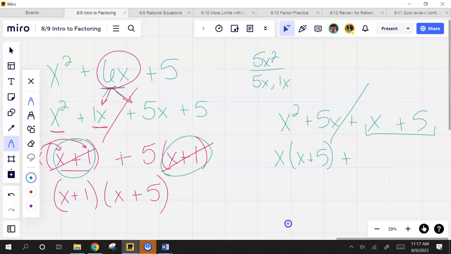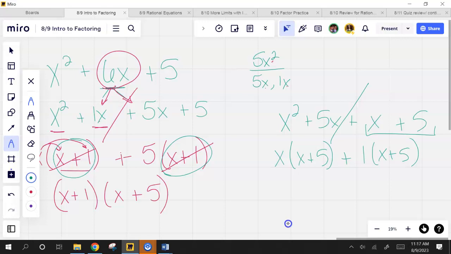What's the GCF of these two? 1. When there's not a GCF, you can always take out a 1, right? So I'm going to put a 1 here, but it leaves everything the same because anything divided by 1 is just itself, right? So I leave it.